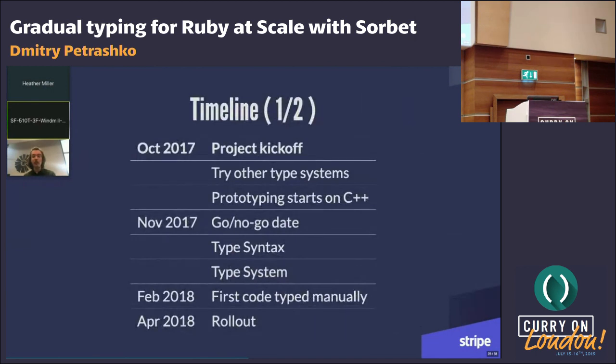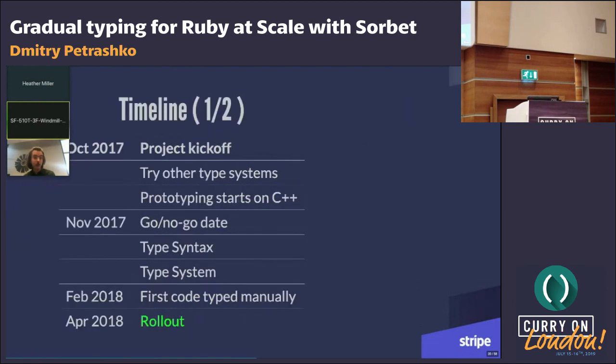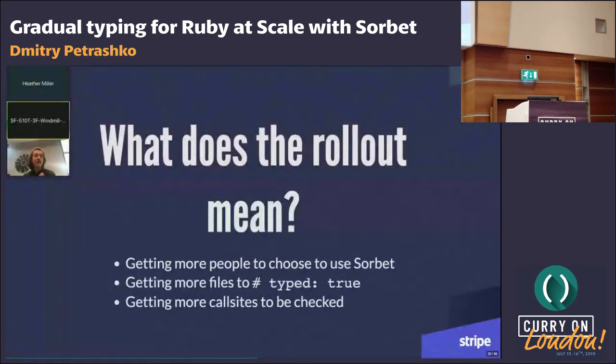Next, and probably the most interesting part, is how did we do the rollout? So first of all, what's a rollout? Rollout for us meant getting more people to choose to use Sorbet at Stripe. At Stripe, Sorbet was an optional tool that you can decide to use in your files as part of gradual rollout, and we want to make sure that our users feel that the tool is useful for them.